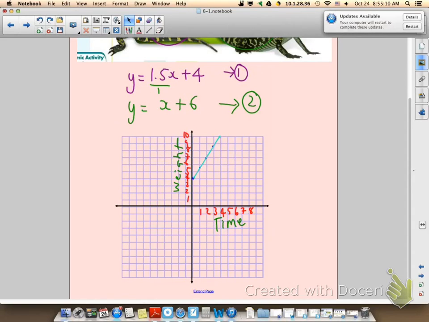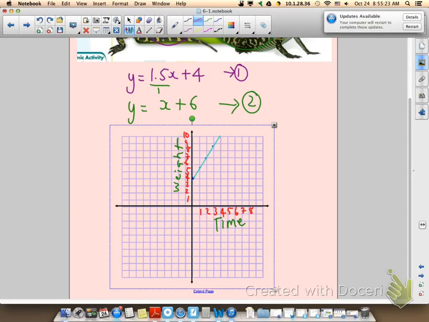Okay, let's do the next one. It's a different color. What is it? The y-intercept is 6. That's right here. Okay. And what is the slope? 1. So there's 1. The next one. And the next one. They intercepted at 9 pounds.